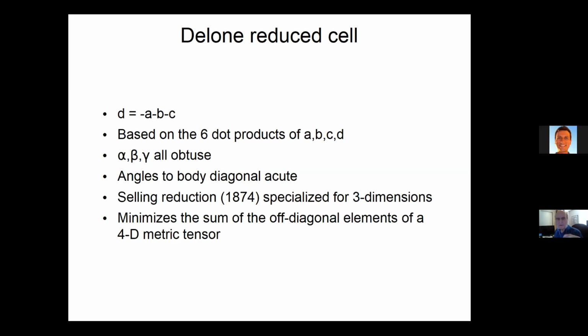Selling, then, uses what is called Selling reduction based on Selling's 1874 paper, specialized for 3 dimensions. And it basically takes the metric tensor for those 4 vectors, A, B, C, and D, and minimizes the sum of the off-diagonal elements.